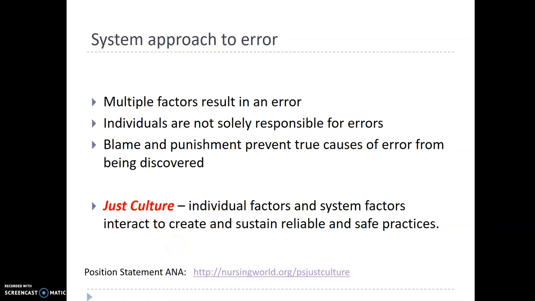Because multiple factors result in errors, individuals are not solely responsible, and blame and punishment prevent true causes of error from being discovered. Creation of a just culture is an important part of the risk management process, because individual factors and system factors coexist and interact to create reliable and safe practice.